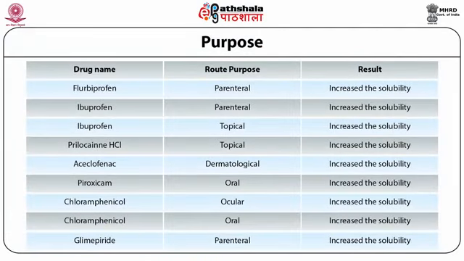The main purpose of a microemulsion based drug delivery system is to increase the solubility of a drug. These are different examples which show that, even if the drug is given by the parenteral route, topical route, transdermal route or dermatological route, it is possible to increase the solubility of a drug employing a microemulsion based drug delivery system.